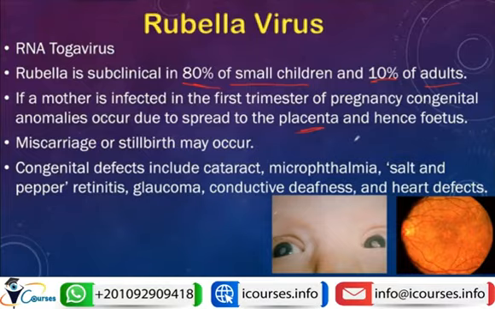This can result in miscarriage or abortion or stillbirth, or the child will be born with congenital defects like microphthalmia, small size of the eye, and congenital cataract. The retina will show the appearance of salt and pepper retinopathy, with glaucoma, conductive deafness and heart defects. So these are manifestations of congenital rubella syndrome that occurs due to transmission of rubella virus from the mother to the child during early pregnancy.